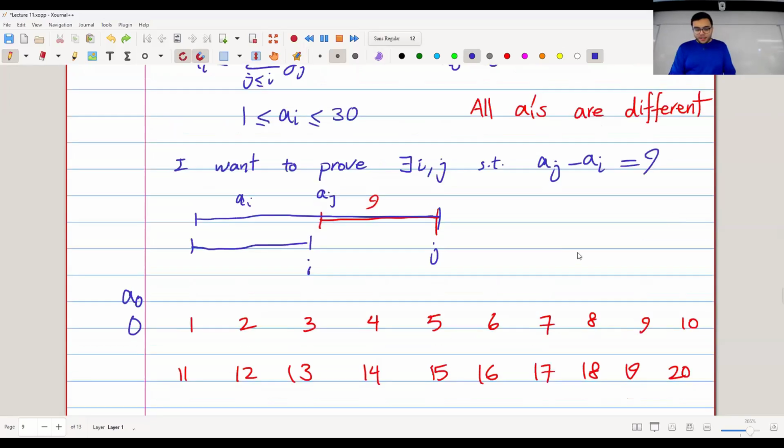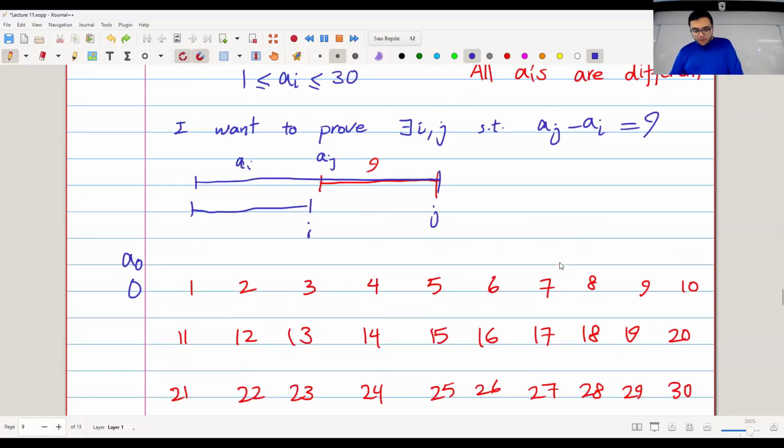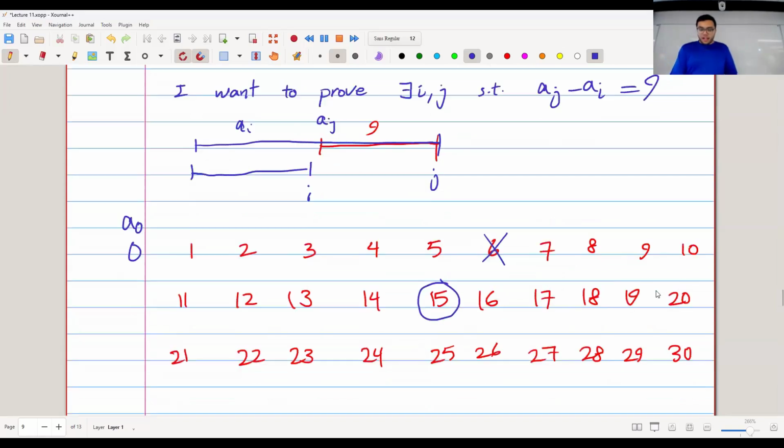What does that mean? Let's say that I've chosen, for example, the number 15. Remember, I have to choose 20 numbers. It means I cannot choose 15 minus 9. So if I choose 15, I cannot choose 6. I also cannot choose 15 plus 9. What is 15 plus 9? I cannot choose 24. So this is giving some intuition.